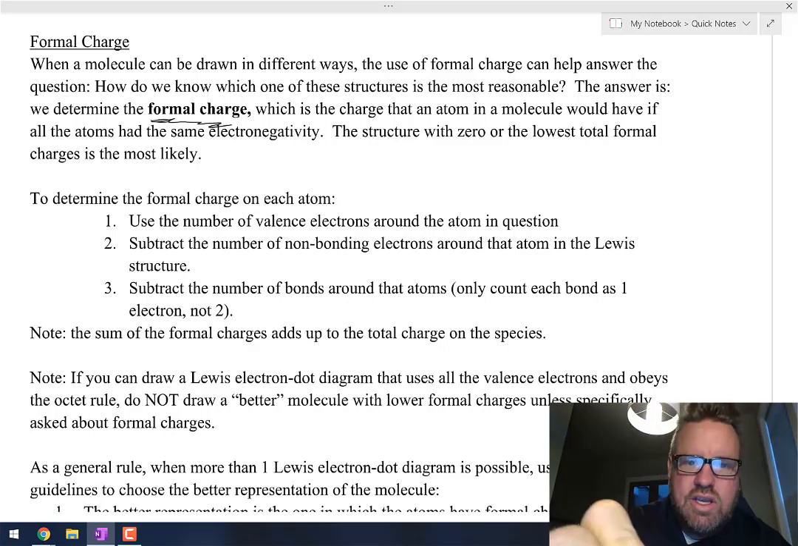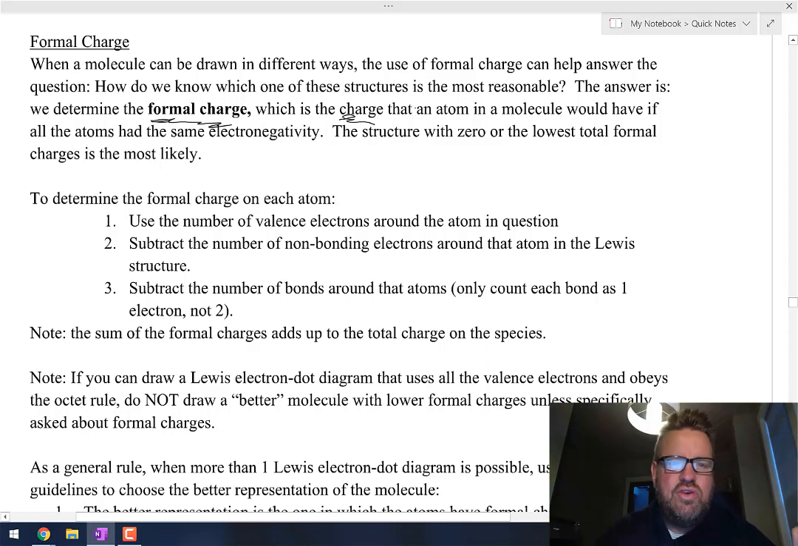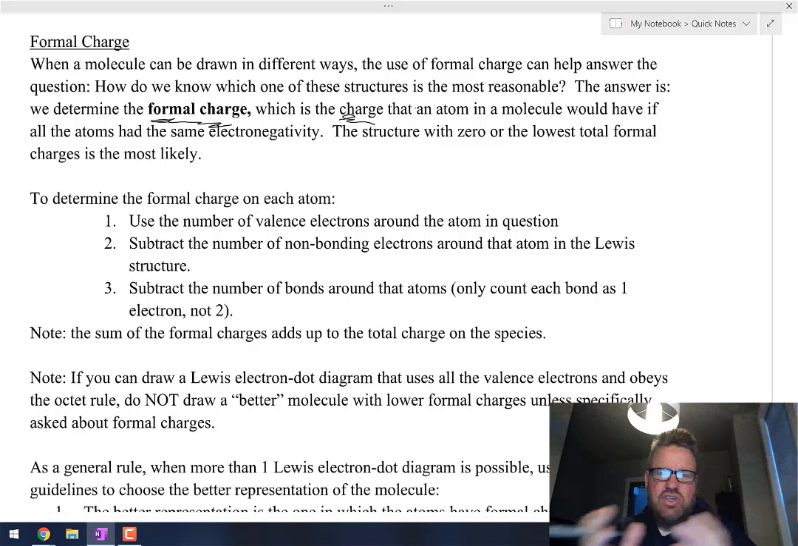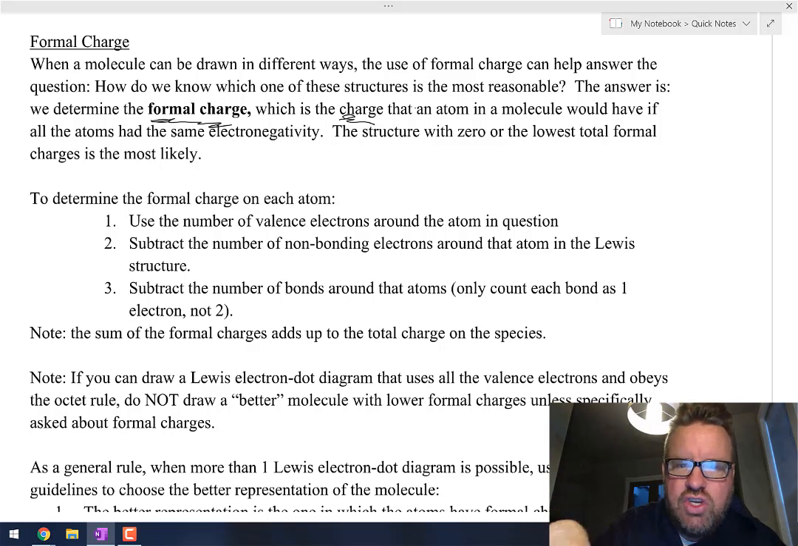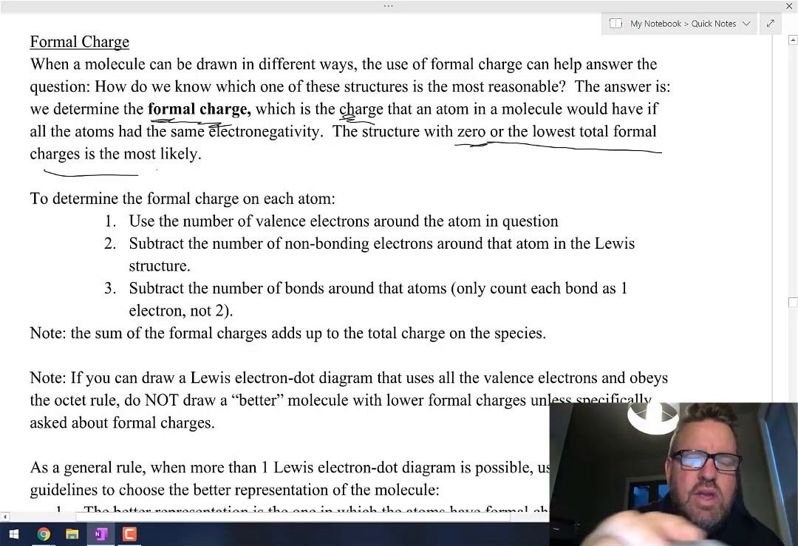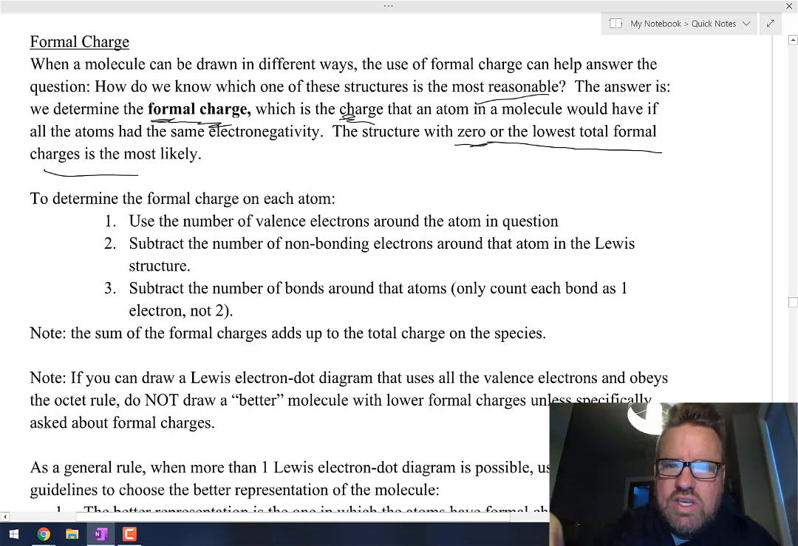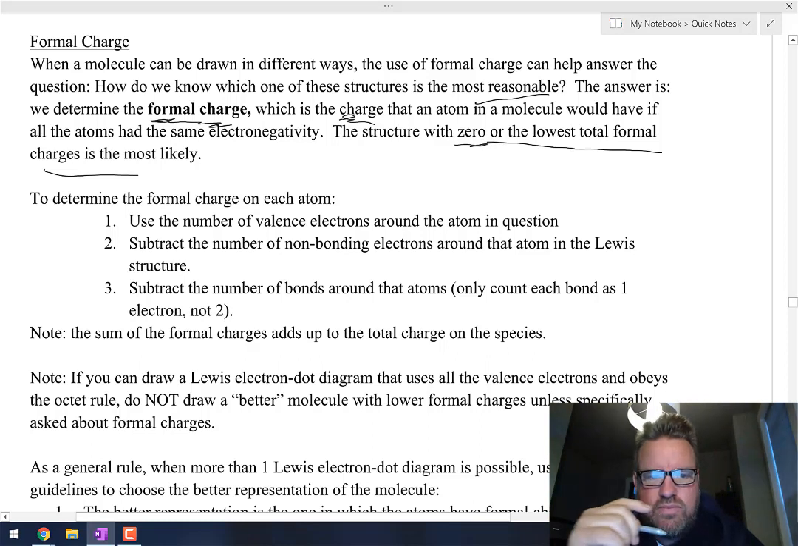Formal charge is obviously a charge. It's the charge that an atom would have if all of the atoms had the same electronegativity, which means if those electrons were shared equally between both atoms. And the structure with 0 or the lowest formal charges is the most likely or the most reasonable, the best representation, however you want to say it.